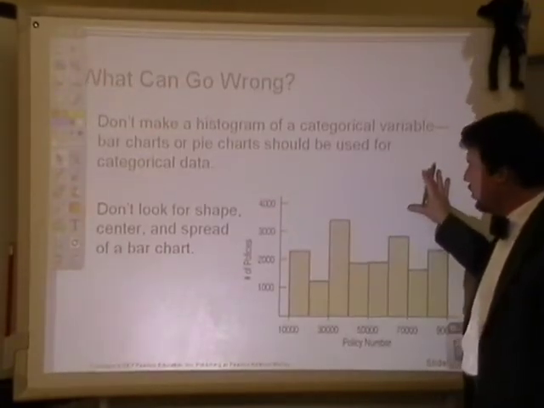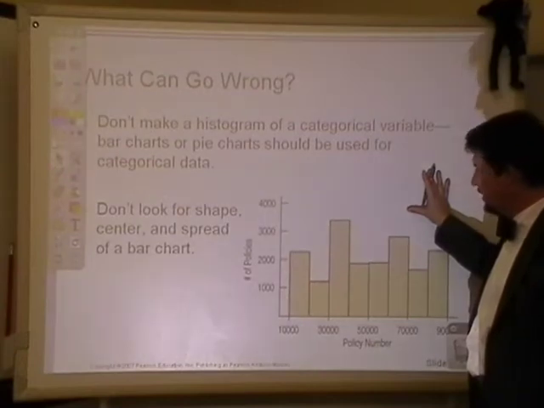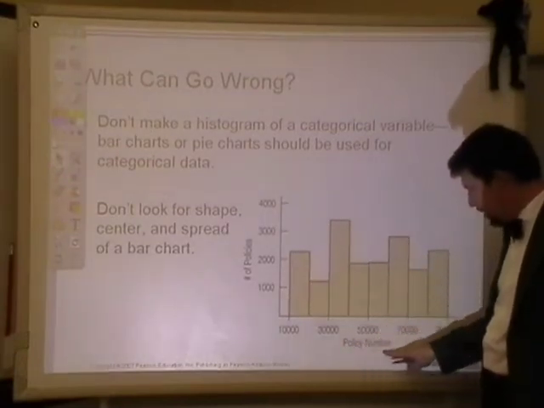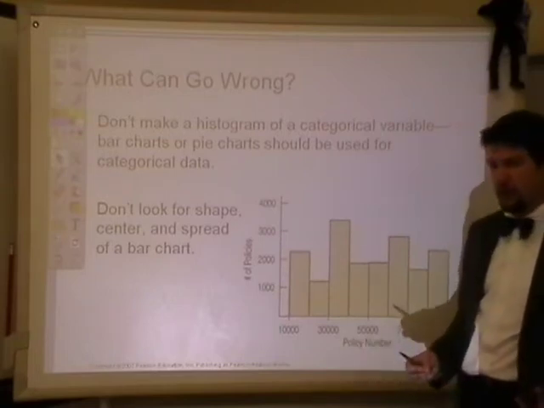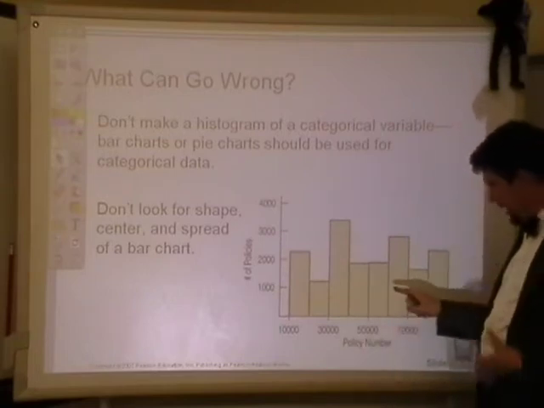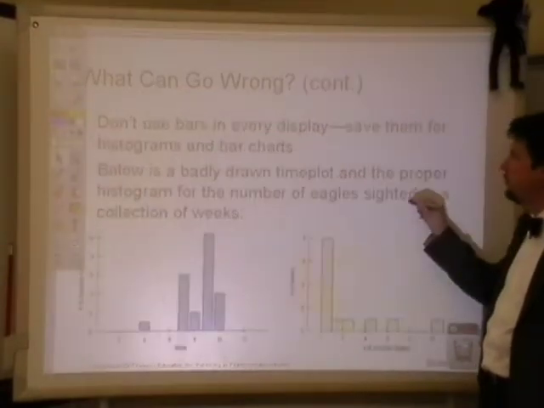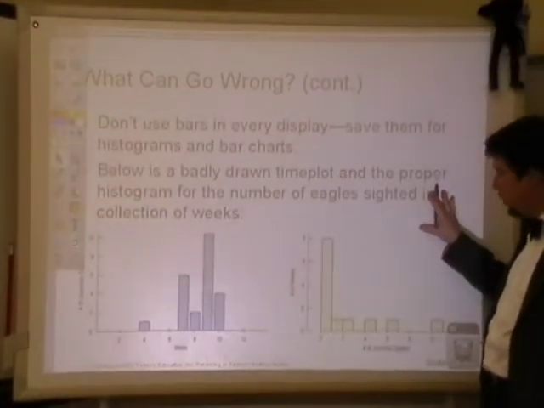Okay? What can go wrong? We can have lots of things. This is talking about making a histogram. Notice that this is policy number. Policy number is categorical data. It is a bar graph, not a histogram. Big boo-boo, okay?